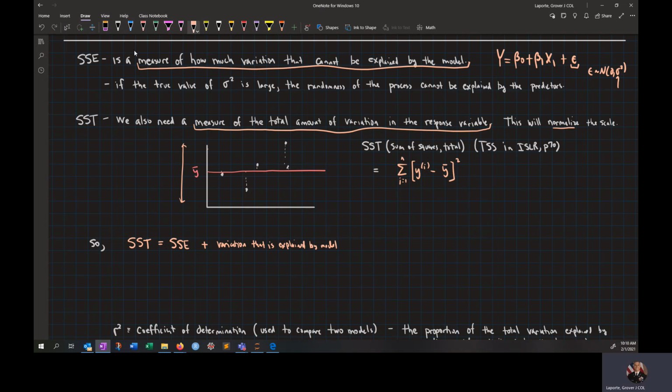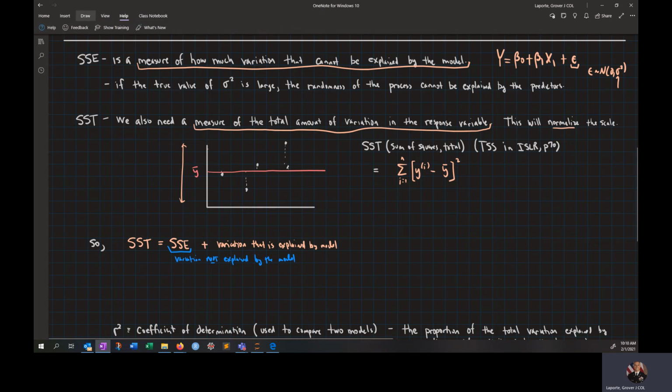then if I add these, I'm going to write this here in this color because I think I used blue up here. SSE is the variation not explained by the model. So all of this variation is in one of these two buckets. It's either explained by the model or it's not explained by the model. That's all you have to understand. It's a 0-1 kind of thing. It either is or isn't.